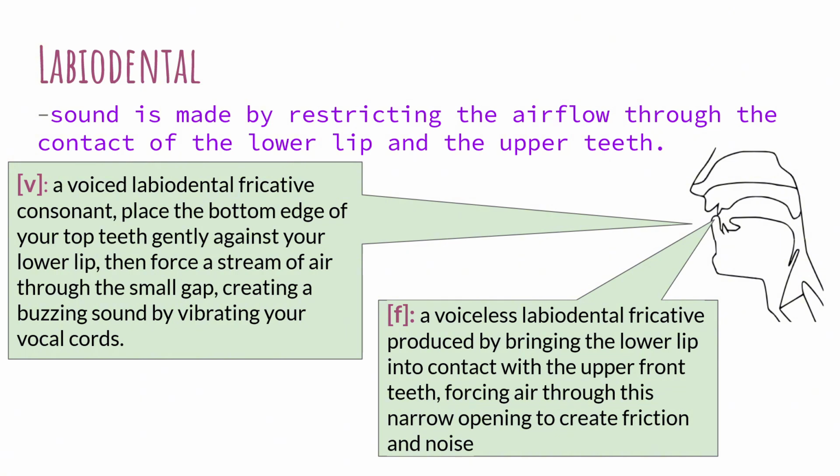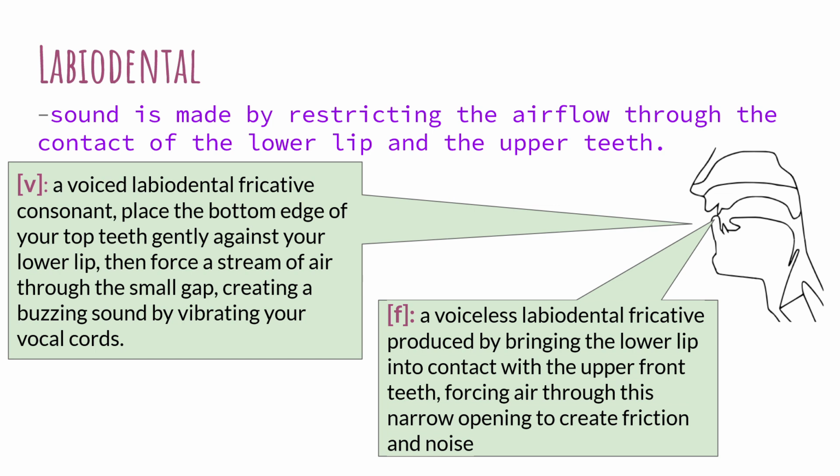The labiodental sound is a sound that is made by restricting the airflow through the contact of the lower lip and the upper teeth. The sound V is a voiced labiodental fricative consonant. It is pronounced by placing the bottom edge of your top teeth gently against your lower lip, then forcing a stream of air through the small gap, creating a buzzing sound by vibrating your vocal cords.